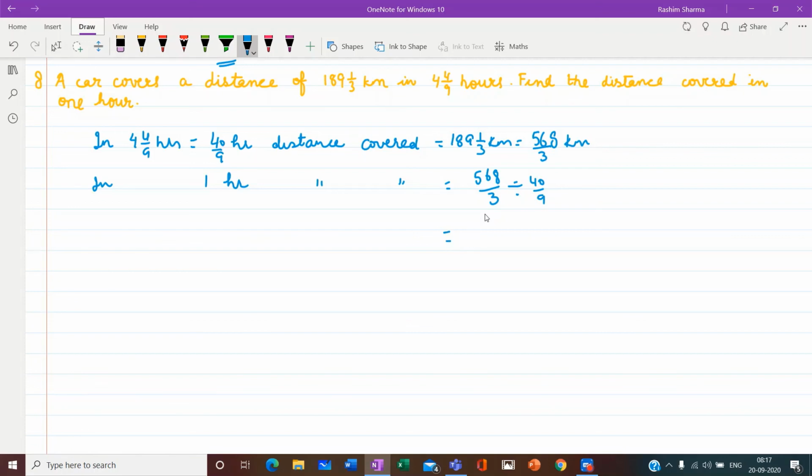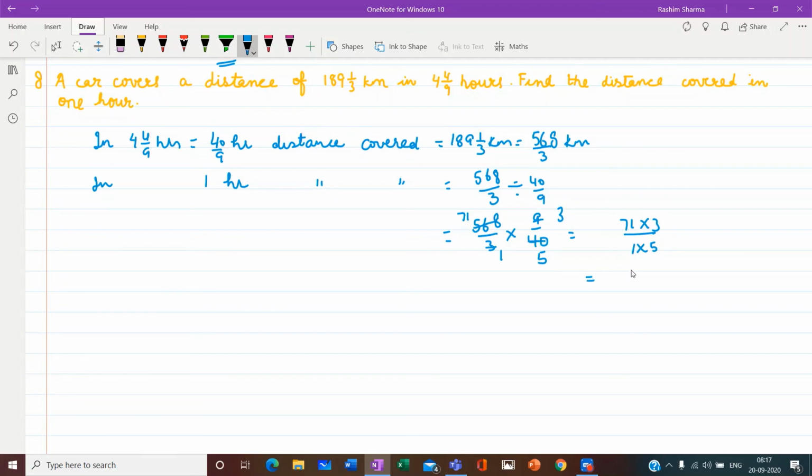Now we know how to solve it. 568 upon 3 into 9 on 40. Alright. So 3 ones are 3, 3 threes are 9. And here it will be divided by 8. 8 fives are 40 and 8 sevens are 56. 8 ones are 8. So numerator we get here 71 into 3 and denominator we have 1 into 5.